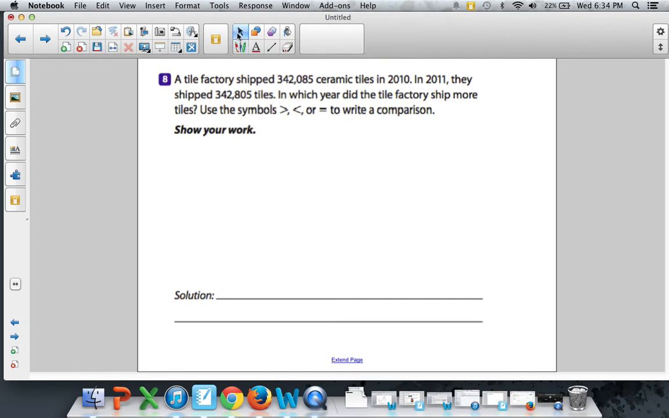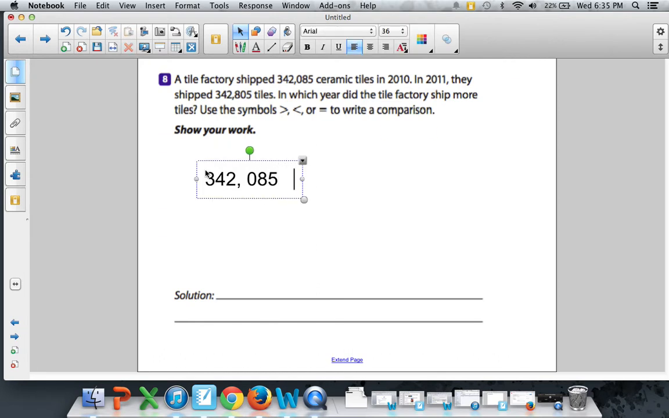All right, so let's show our work. Let's write both numbers. 342,085. I'm just getting that straight from the problem. A little bit of space. And then 342,805.